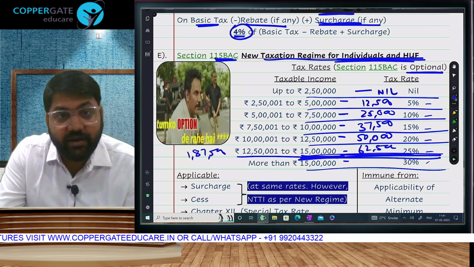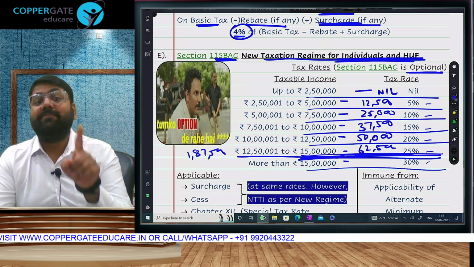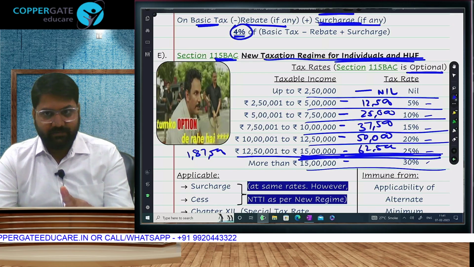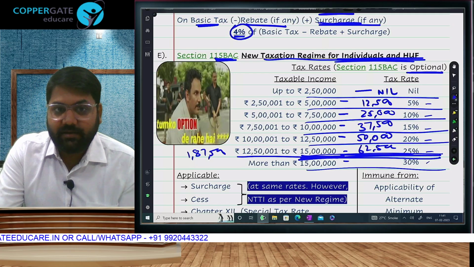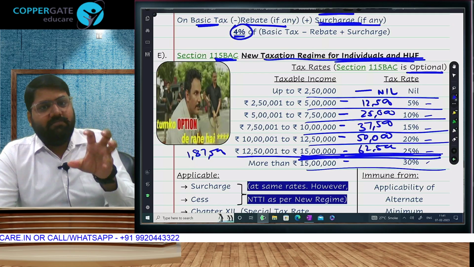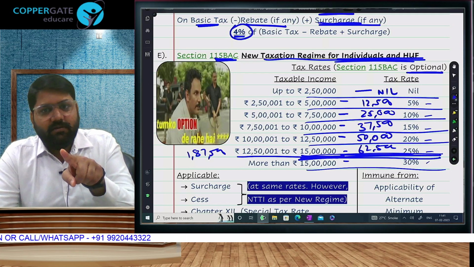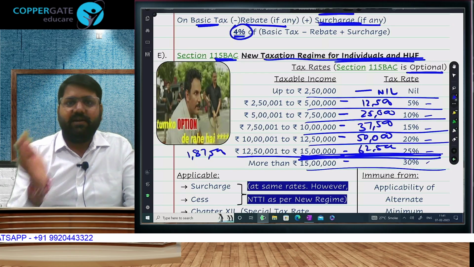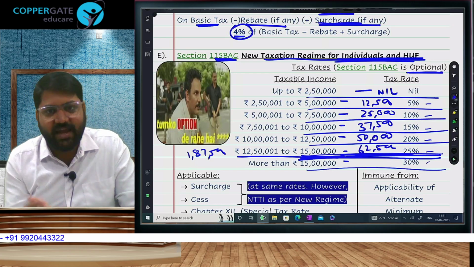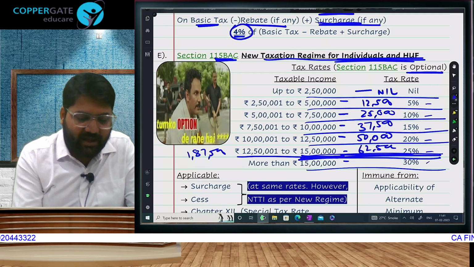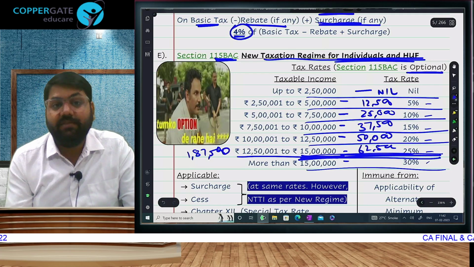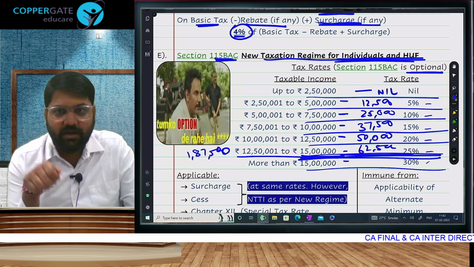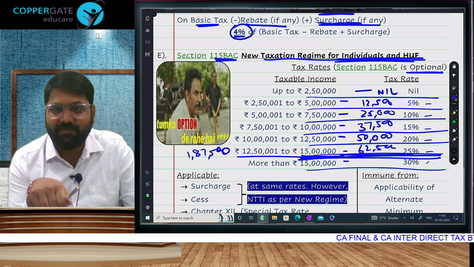So what we do in the new regime: pick up the total income and subtract 15 lakh, Modiji's favorite figure. Apply 30%. Total income minus 15 lakh into 30% plus 1,87,500. 1,87,500 is the fixed amount of tax up to an income of 15 lakh. In the old regime, it is up to 10 lakh because after 10 we go in the 30% bracket. But here after 15 we go in the 30% bracket.